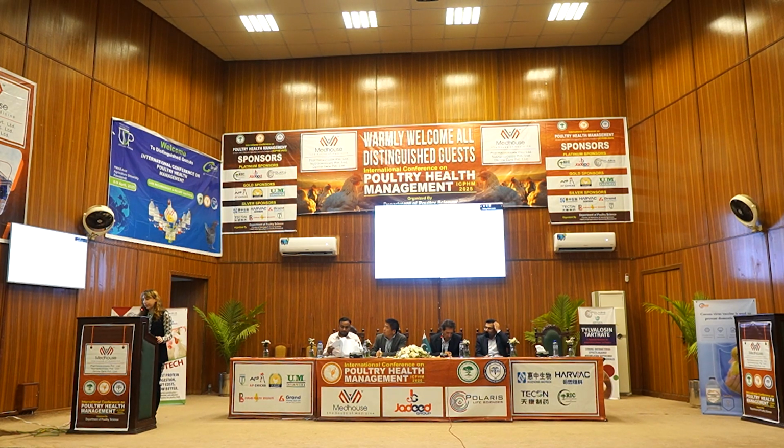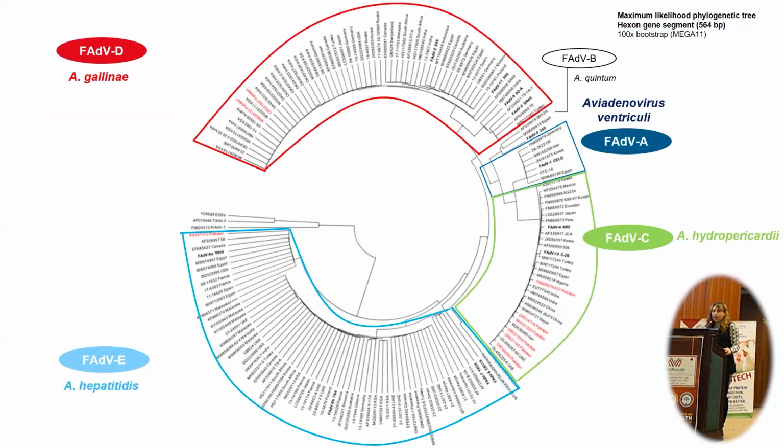This is a phylogenetic tree based on the partial exon gene, and these are the 5 species of Fowl Adenovirus. Now, the taxonomy has very recently been updated, so they are no longer called species A, B, C, D, E. They have Latin names now, but because most of the literature and most people still refer to Fowl Adenovirus with the lettering, I will still do so in this presentation.